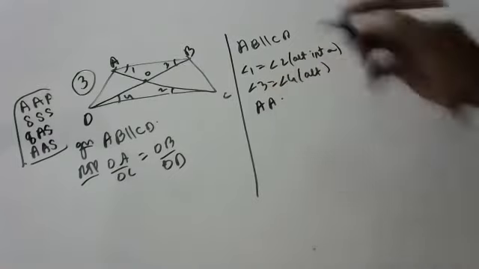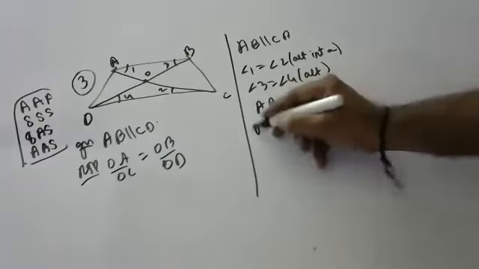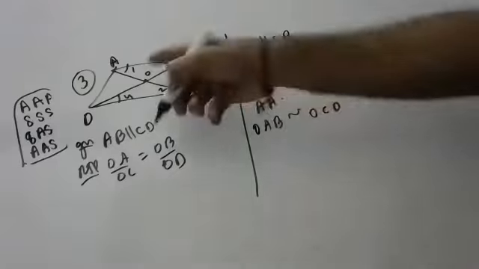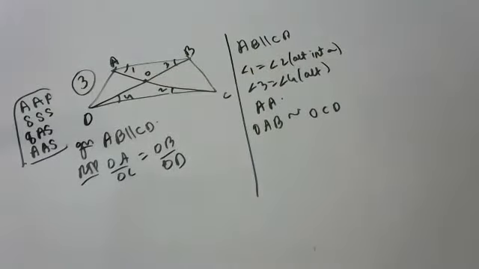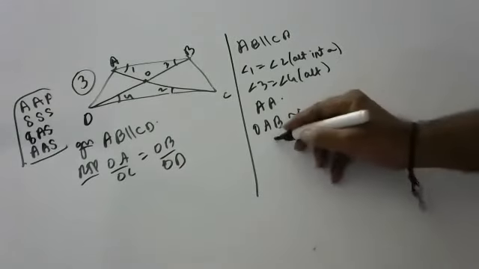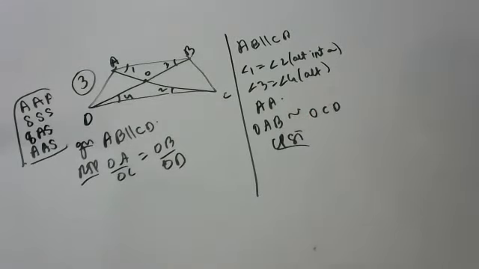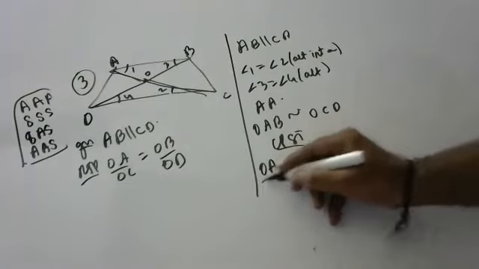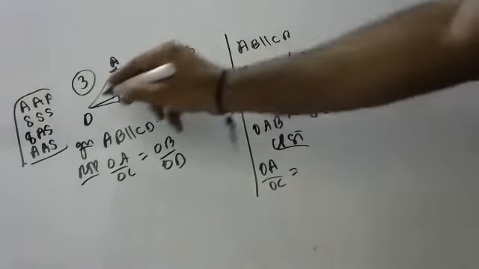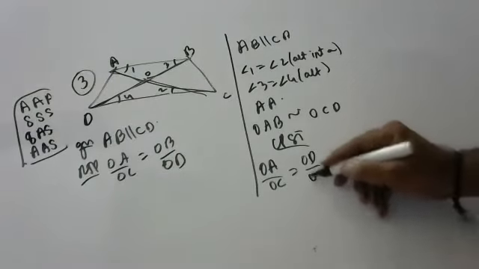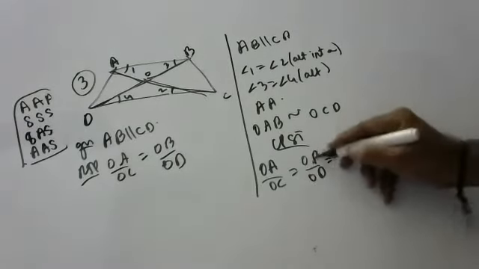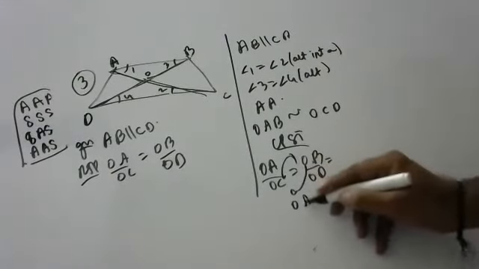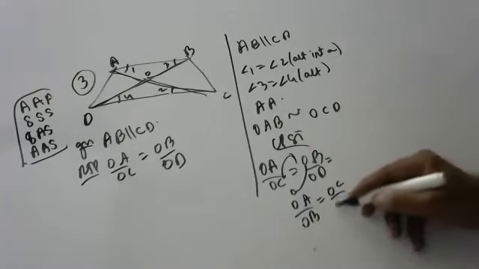So, by AA similarity, triangle OAB is similar to triangle OCD. Okay, children. Since they are similar, apply CPST, corresponding parts of similar triangles. What are the CPST, children? Tell me. OA by OC, OB by OD, and AB by CD, that is not required. Rearrange them. This will come here, this will go here. So OA by OB is equal to OC by OD.